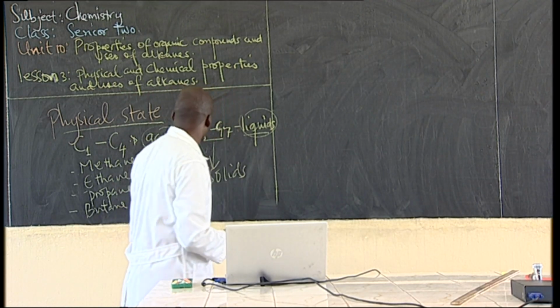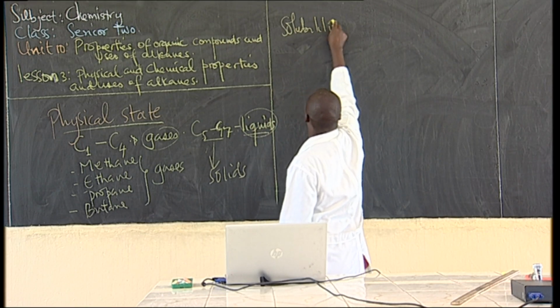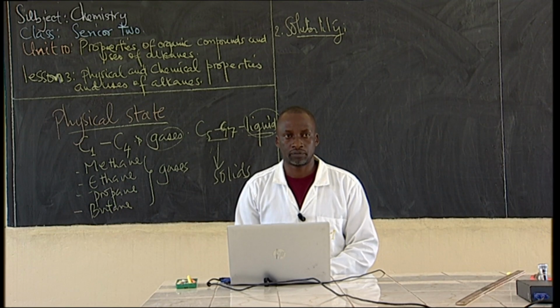The second one that we need to look at is the solubility. That is the second property that we have to discuss. Hydrocarbons are non-polar in nature. So you remember when we were mentioning the covalent molecules, these non-polar molecules belong to the covalent molecules or the covalent compounds. So the non-polar molecules are covalent molecules.